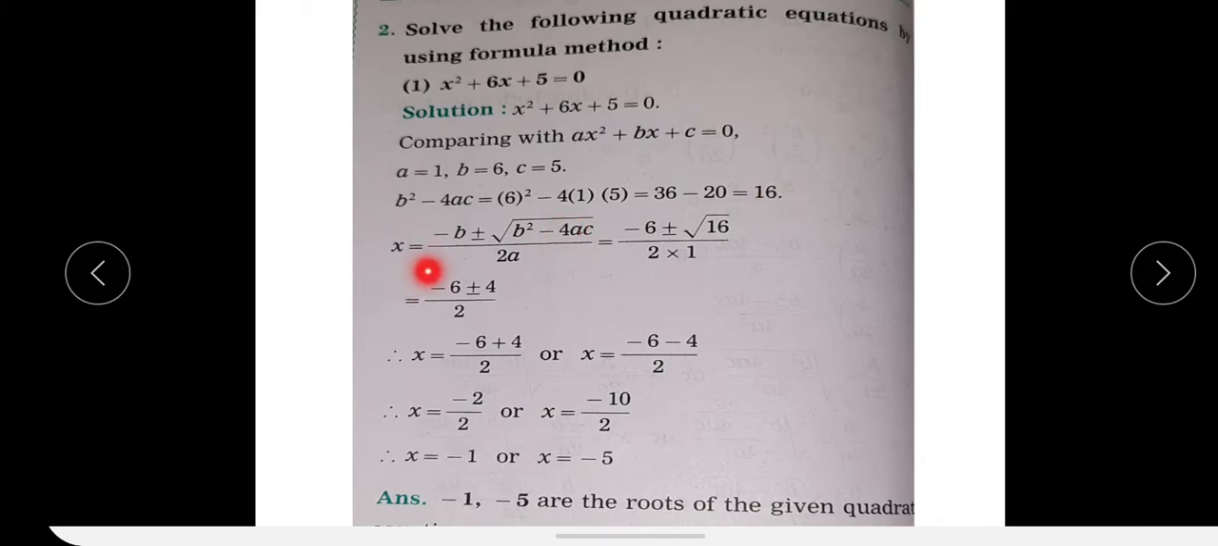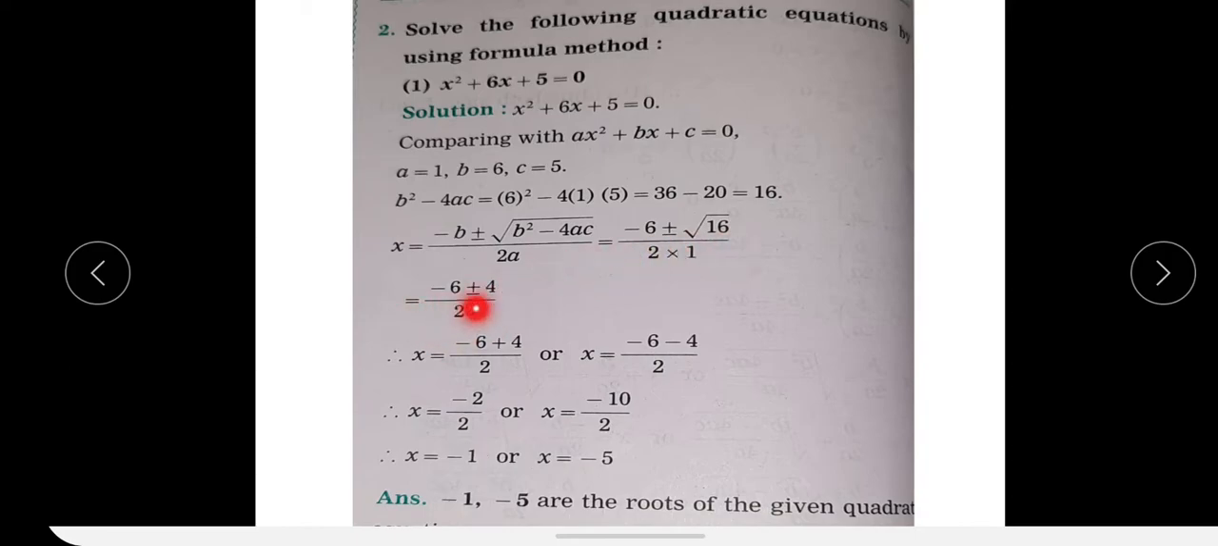Then x is equal to minus b. What is the value of b? It is 6. Then minus b is minus 6. Therefore write down here minus 6, plus minus as it is, and then under root of 16 upon 2a, means 2 into 1. When you solve this, you will get minus 6 plus minus square root of 16, which is 4, upon 2.